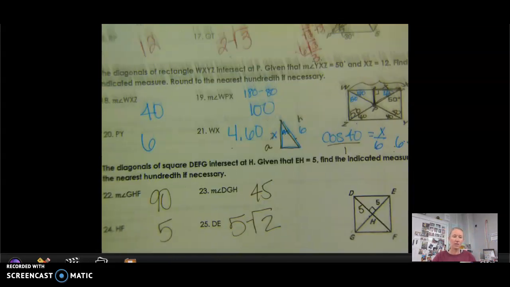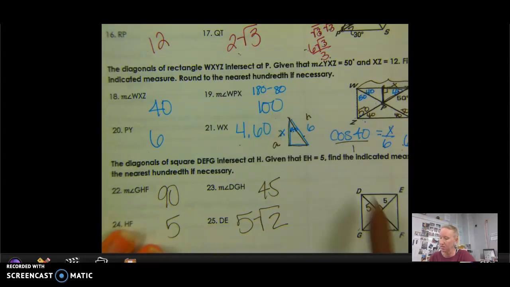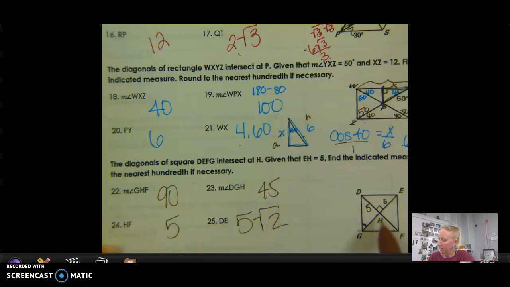Then the last one, G to H to F is 90 degrees because this is a square. So diagonals intersect at a 90-degree angle. DGH is this angle right here. On this, the diagonals also bisect the angle, so this would be a 90-degree angle bisected, so that's 45 degrees. E to H is 5. That means all the pieces of the diagonals are 5 also, so H to F is 5.